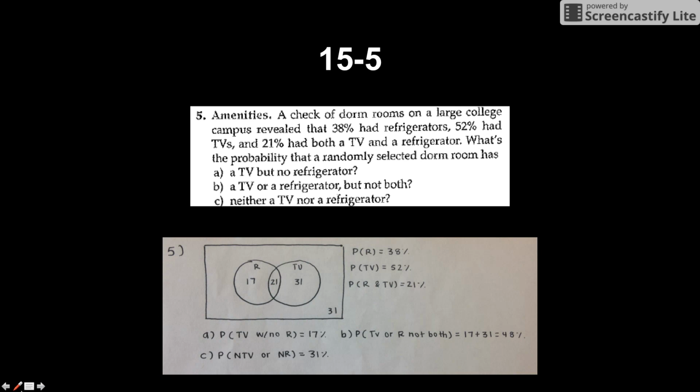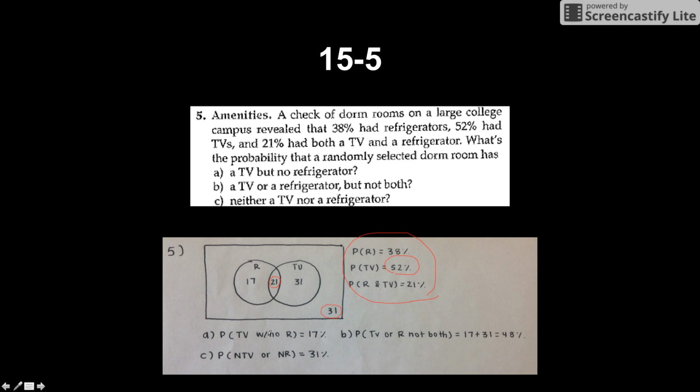Number 5, again, that same deal that we did before. So we first write down all of our probabilities. We then turn those into a Venn diagram, always starting with the 21, then figuring out how I can add up to 38 here, 17 and 21, and then of course I have to add up to 52 here. Then I'm going to take all these numbers, subtract from 100 to figure out what is left over, and that's 31. Now I can answer my question.